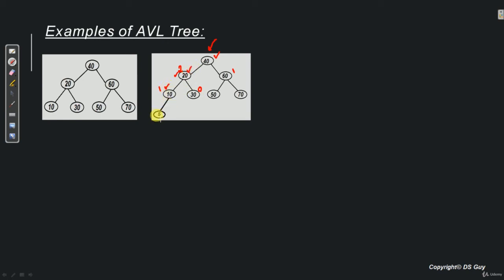Let's see this node. The height of the left subtree is 0. The height of the right subtree, since it is null, we consider as -1. 0 minus -1 is equal to 1. So we are fine. This is a leaf node, we are fine. This is a leaf node, we are fine. This is a leaf node, we are fine. If we take this node, the height of the left subtree is 0, the right subtree is also 0. 0 minus 0 is 0. So we are fine here as well. Since all the nodes in this tree follow the property of an AVL tree, this is an AVL tree.